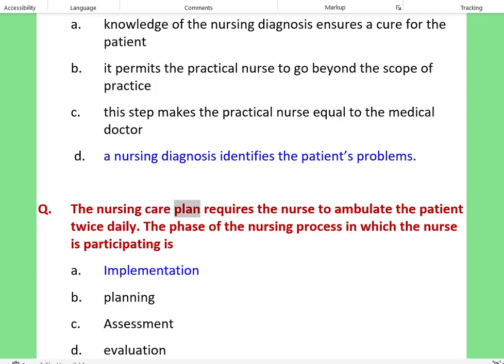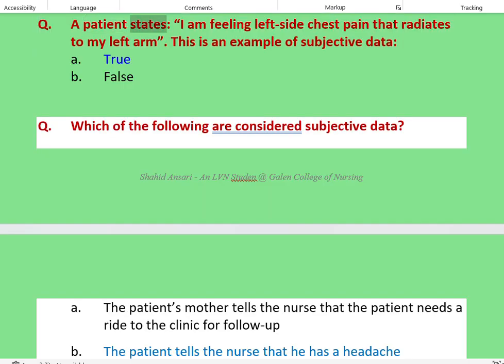Q. The nursing care plan requires the nurse to ambulate the patient twice daily. The phase of the nursing process in which the nurse is participating is: A. Implementation. B. Planning. C. Assessment. D. Evaluation. Q. A patient states, I am feeling left side chest pain that radiates to my left arm. This is an example of subjective data. A. True. B. False.